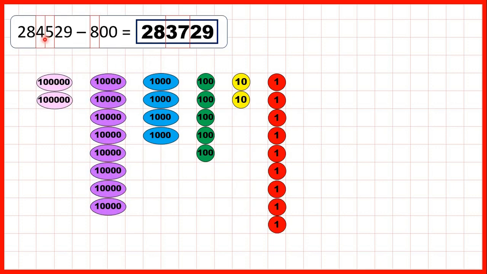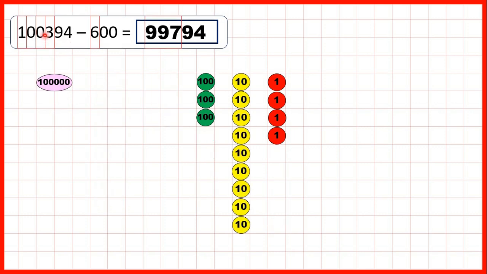Then we had 284,529, which we've shown here using place value counters. We needed to subtract 800. Now we can subtract 500 counters, then exchange, then subtract 6, 7, 8, so that leaves us with 3 in our thousands and 7 in our hundreds. So that's why our thousands and hundreds digits changed. We did 45 minus 8 to get 37, and that told us that we would have 3 thousands and 7 hundreds after we'd subtracted 8 hundreds.